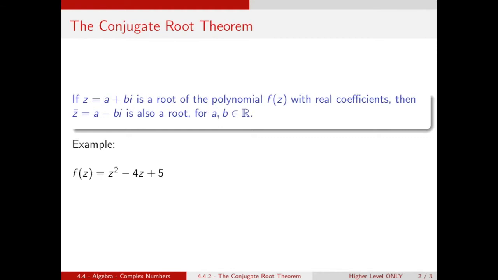So here's an example. Here's a complex polynomial, z squared minus 4z plus 5, f of z it's called, and remember we use z instead of x for complex numbers. So I've found that z equals 2 plus i is a root, so by the conjugate root theorem, that means the conjugate of z, or 2 minus i, is also a root.